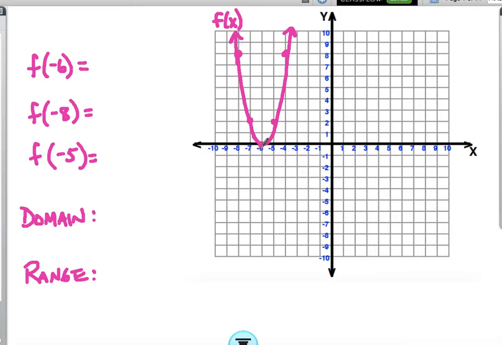Now, what is the value of y? If your input is negative 6, what is your output? What are we getting out? And that is the value of y. Well, the value of y here, it's not up or down, it's just on the x-axis. So the value of y is 0.